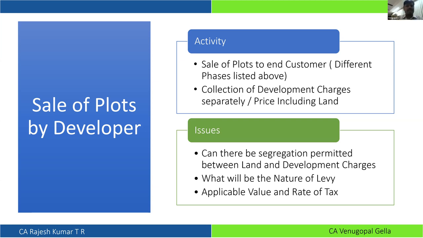When this plot is being sold, in my view, this is an activity of Schedule 3, Entry 5, which is sale of land, which will be outside the purview of GST. GST cannot be levied because that 30 by 40, which was costing 1,000 rupees per square foot, is now sold at 2,500 per square foot. Yes, I agree, there is an inherent value to it. But what is sold is the plot, and hence there cannot be taxation on this.